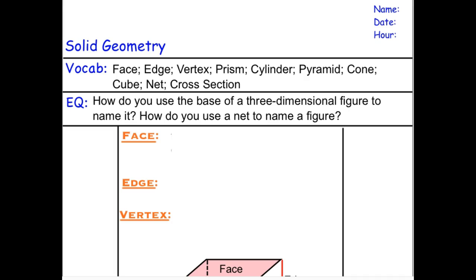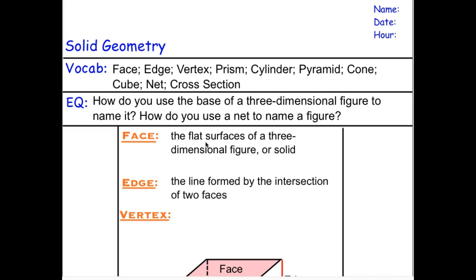We're getting into three-dimensional figures, spatial reasoning this unit, and we're going to start off with solid geometry and talking about all those pieces. So the first thing we need to talk about is all the pieces of a three-dimensional figure, starting with the face. A face is going to be that flat surface. It can be anything that's flat. It can be round, it can be a polygon, it can be a quadrilateral, whatever you want it to be.